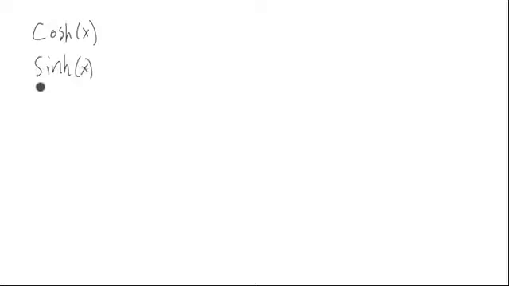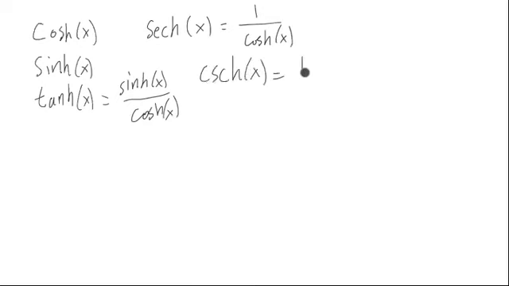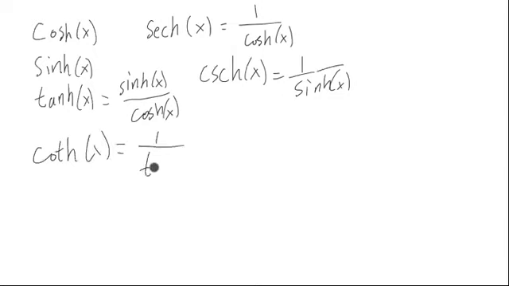How do you think we define tanh of x? Well, the same way. It's just sinh over cosh. And similarly for the other ones. For instance, secant would just be 1 over cosh. Cosecant would be 1 over sinh. And cotanh would be 1 over tanh.